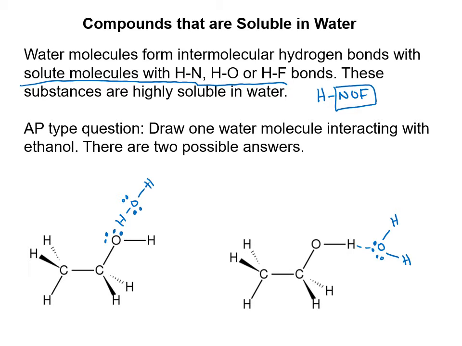Let me erase this here because I don't actually like the way I drew this. So I'm erasing that because I didn't show the actual hydrogen bond. So let me do that again. So I would show hydrogen, oxygen, hydrogen, and I need to show the actual intermolecular hydrogen bond. So that's your IHB. So each of these answers is correct. You only need to draw one.